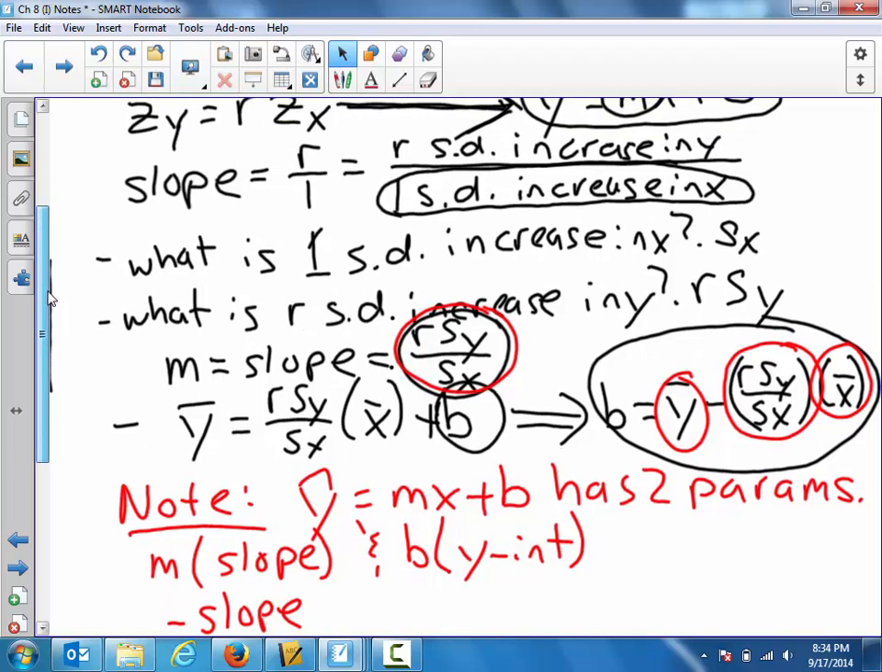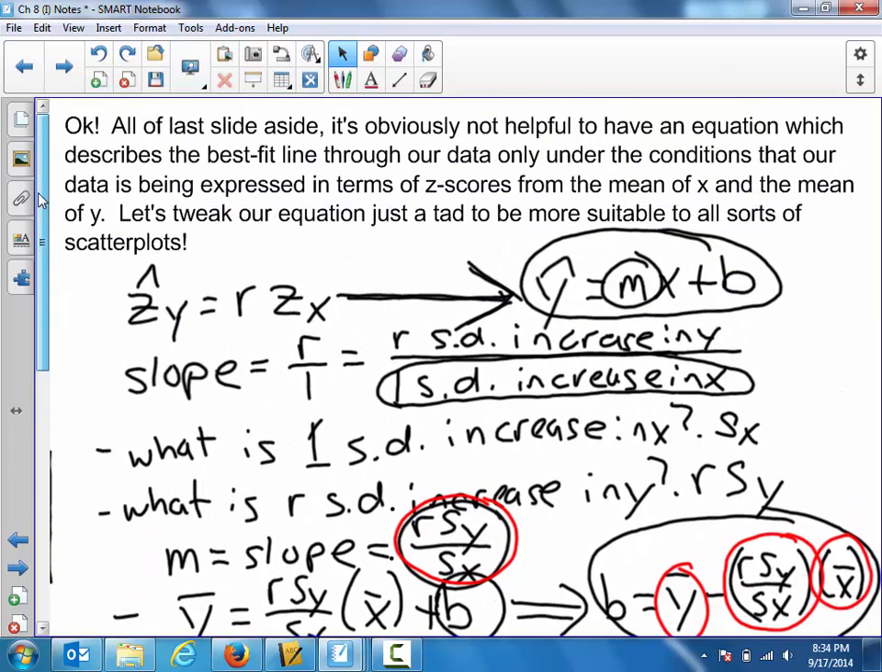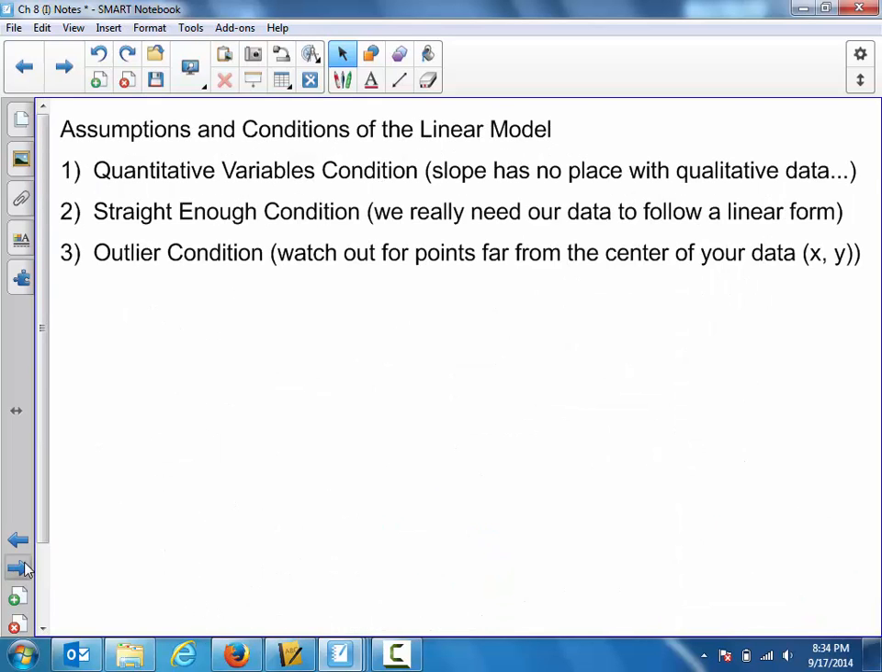Okay, so we've been through kind of a long derivation of how you can get everything that you would need to come up with that first circled equation. It's going to be a best fit line for any scatter plot. There are three conditions that you have to make sure are met to be able to build a linear model for your scatter plot. The first condition that's got to be met is called the quantitative variables condition.